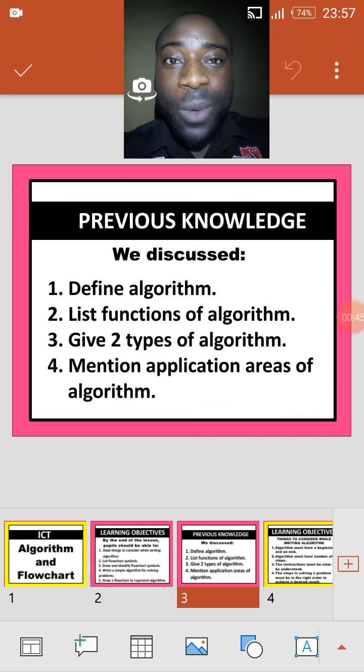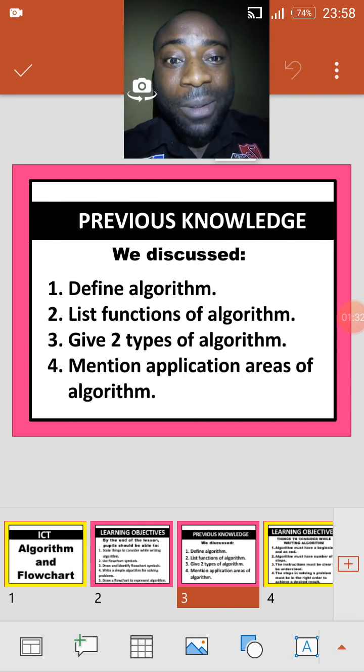Now, before we go further, I would like us to quickly look at our last lesson where we defined algorithm. And friends, what is algorithm? We can say algorithm is a step-by-step process of solving problems. I believe you still remember that. Now, let's look at the functions of algorithm that we discussed last week. 1, it guides the programmer to follow the instruction in an orderly manner. 2, it is written in human language and it prevents omission of steps. And the last one is it prevents duplication of steps.